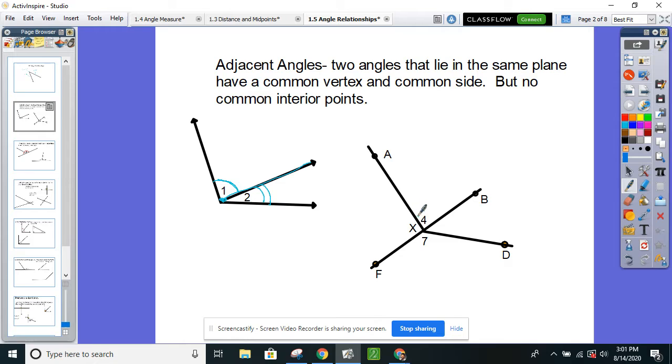Angle 4, since it has the number 4, we can call it angle 4. We can also call it angle AXB because the X represents this point right here. So it has two different names.